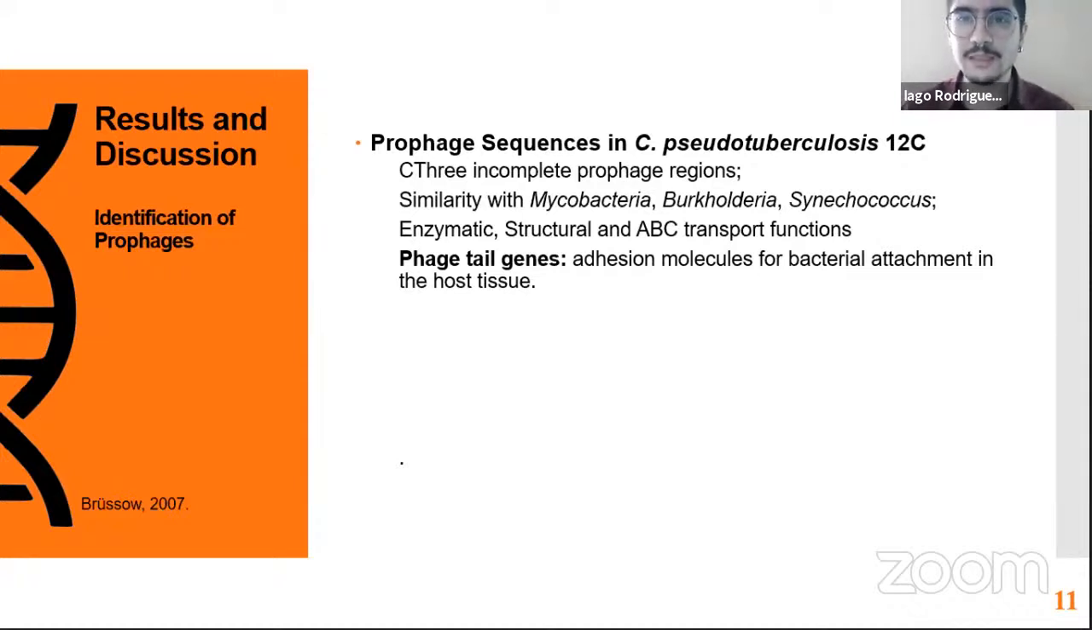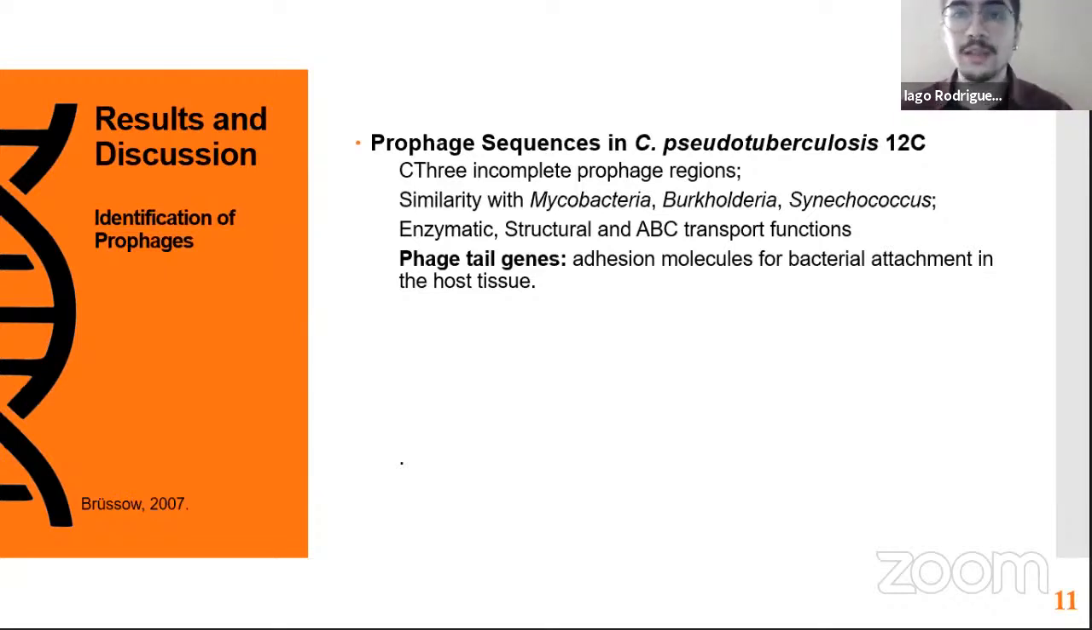We also subjected the genome of Corynebacterium pseudotuberculosis 12C to looking for prophage elements, where we could observe the presence of 3 incomplete prophage regions. One of them showed high similarity with other prophage regions found in other microorganisms described in the literature, like Mycobacteria, Burkholderia, and Synechococcus, for example. Most of the sequences found encode for functions related to enzymatic, structural, and ABC transport.